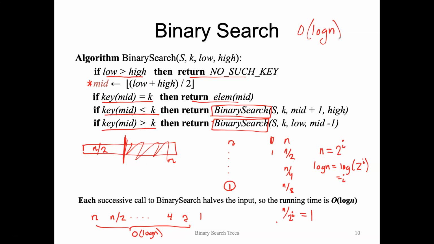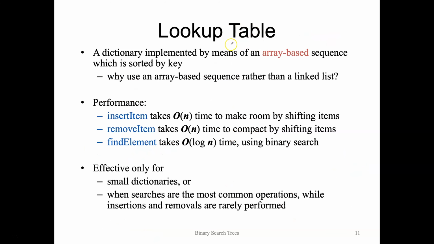Okay, so this is nice. If we have a sequence which is already sorted, then we can find an element in log n time. This is better than just scanning and comparing against every item. So this is what our lookup table does. We know that insert item and remove item are linear, but we can find an element in log n time using binary search.